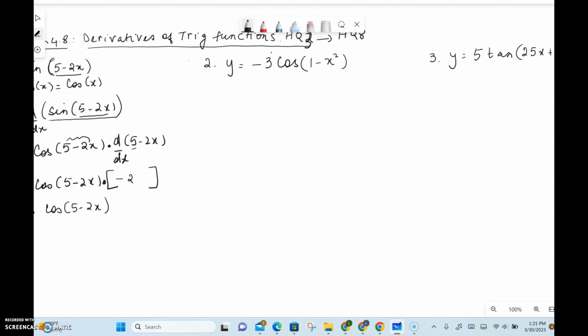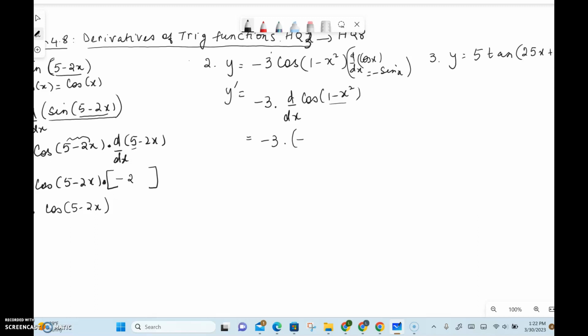Now in the second problem, we'll take the derivative and remind ourselves that d by dx of cosine of x is negative sine of x. So we have negative 3, leave the constant alone, and go d by dx of cosine of 1 minus x squared. So this is equal to negative 3. Cosine of 1 minus x squared is d by dx of cosine of x is negative sine of x.